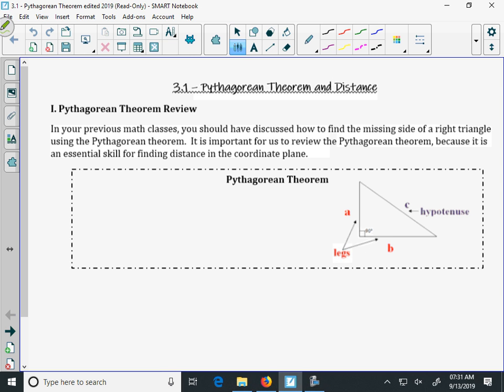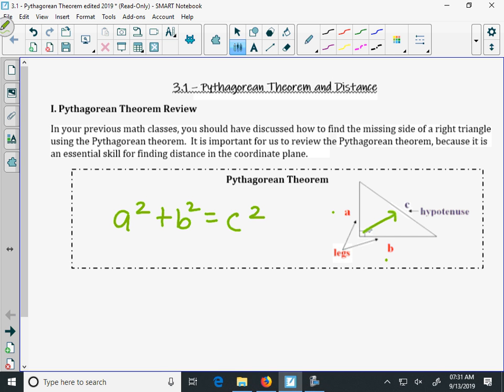What is the Pythagorean theorem? Do you remember what that is? Yeah, a squared plus b squared equals c squared. Where if you look at this diagram in the box, A and B are representing your legs of the right triangle. In other words, the sides that are making the right angle are your legs. The hypotenuse is always your C. And the hypotenuse is the side that's across from the right angle. Right? The legs are the sides next to the right angle. The hypotenuse is the one that's across from the right angle.